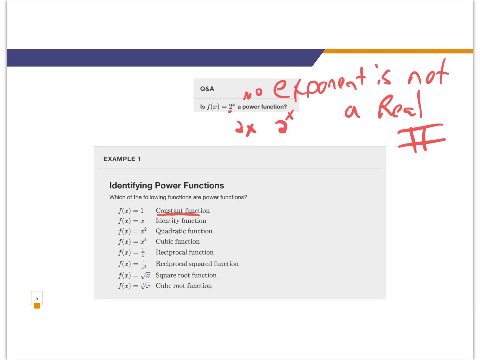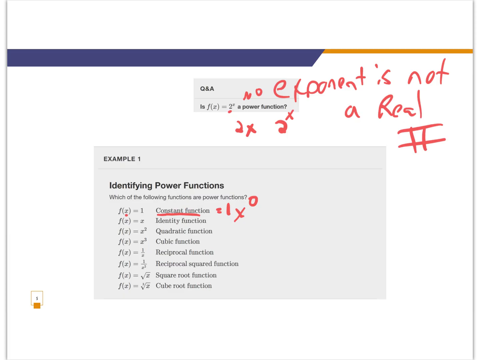Well, that fits the definition because 1 is the coefficient, and the variable x has to be in there, where I don't see it. Do you see it? No, but we can write it and put the 0 power. So it's there. So then that makes it a power function.